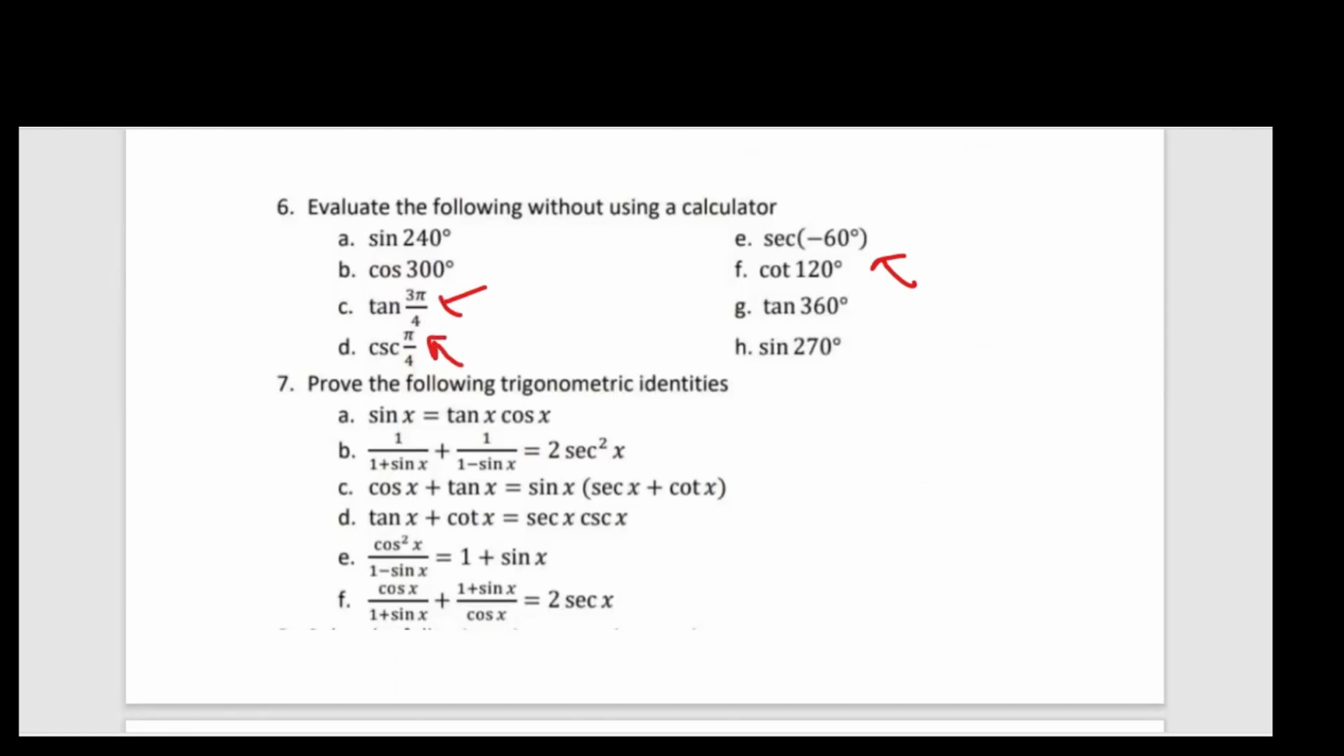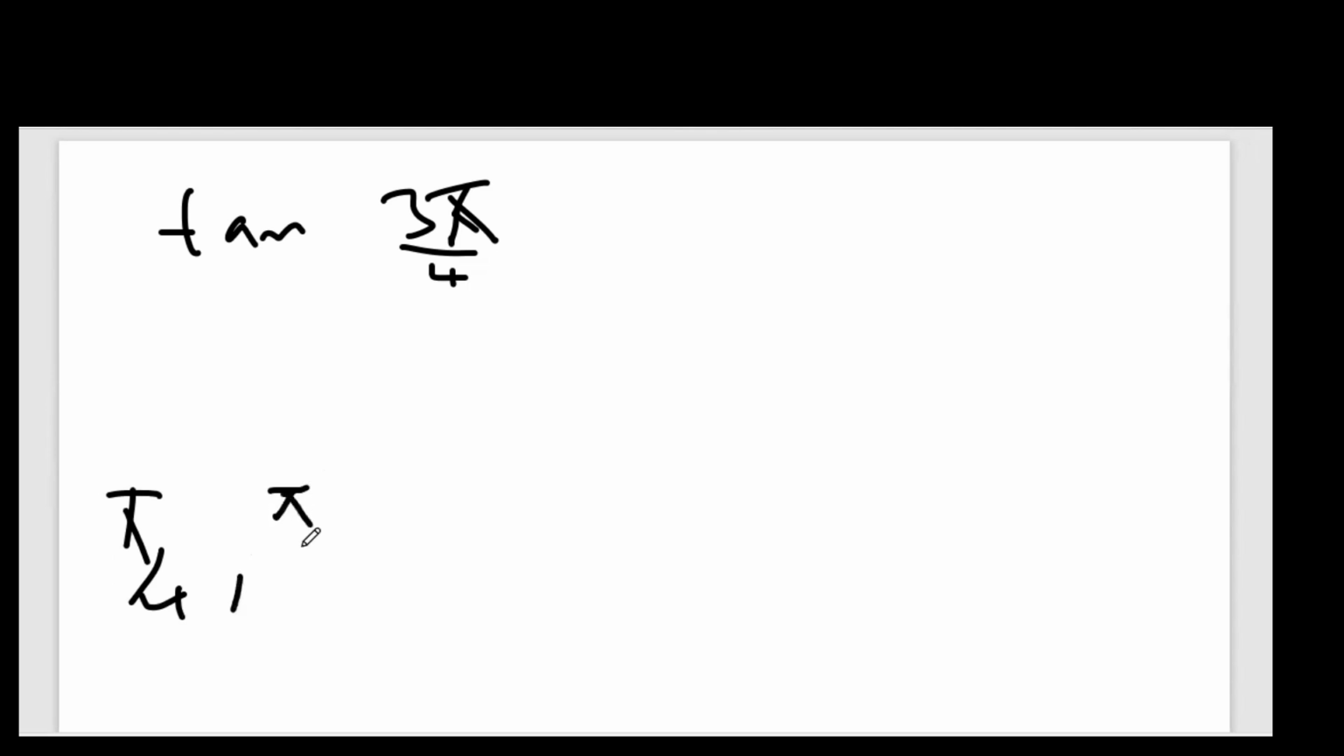Let's try to solve the ones that have radians. I can see a tan there, 3 pi over 4. Is 3 pi over 4 a special angle, guys? It is not a special angle, because we know the special angles are pi over 4, which is 45, pi over 3, which is 60, then pi over 6, which is 30, right? So this is 30, 60, 45. And even put the 90, which is pi over 2.